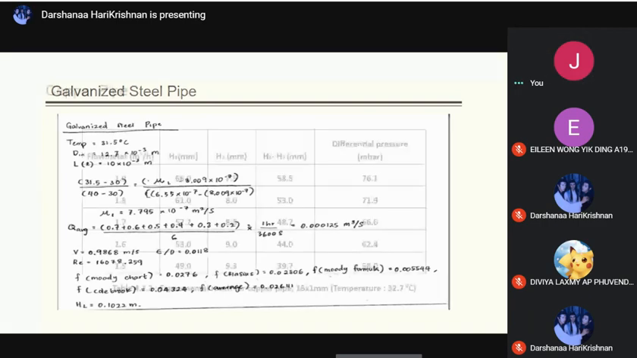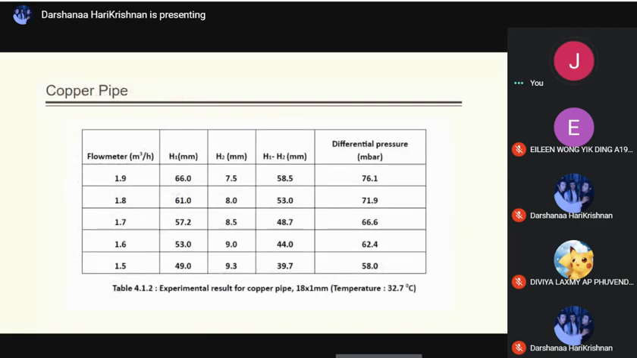Next. So next we have the copper pipe. This is the result that we have obtained from the conduction of the experiment for the temperature 32.7 Celsius for copper pipe.